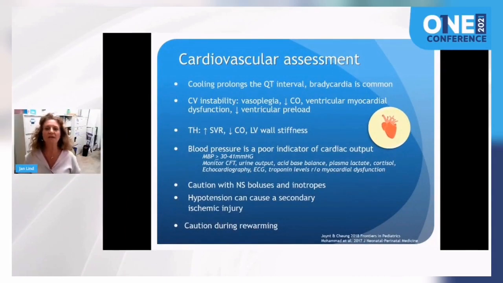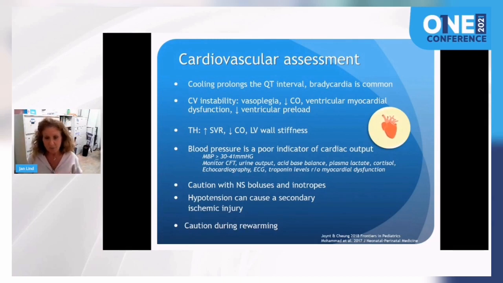So we know that cooling can prolong the QT interval, and bradycardia is a common response, with the heart rate sometimes going down into the 70s or 80s. Therefore, if the heart rate is in the 110 range, it's worth considering if the baby's in pain or distress, or is there a possibility of an infection, or is the baby having a seizure? So be attentive to the parameters that you might expect when the baby is cooled.